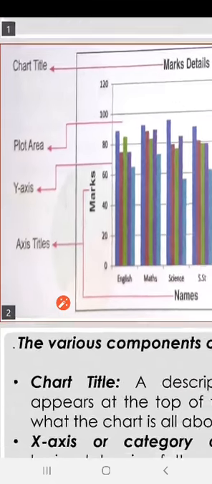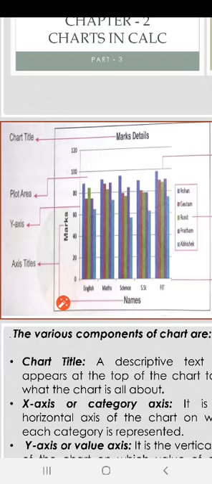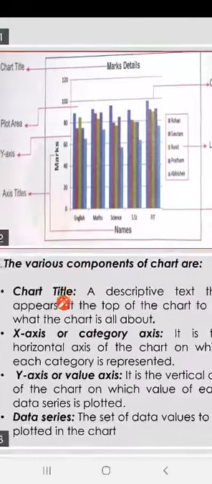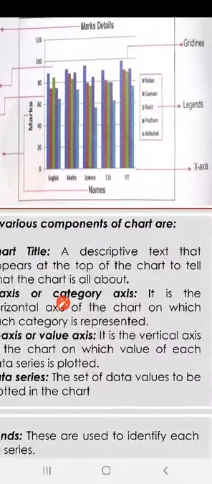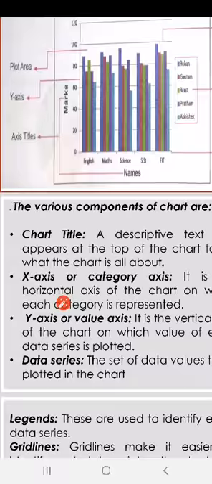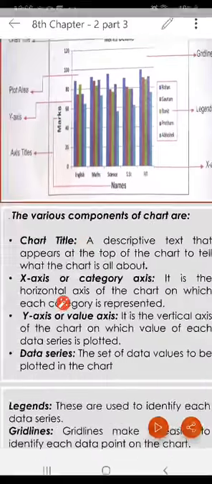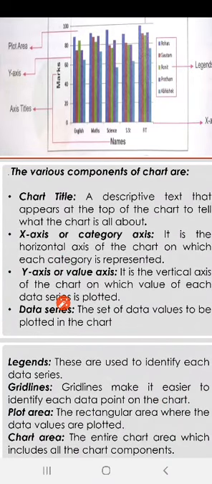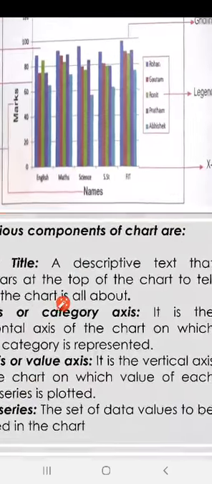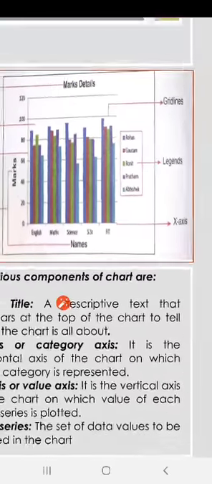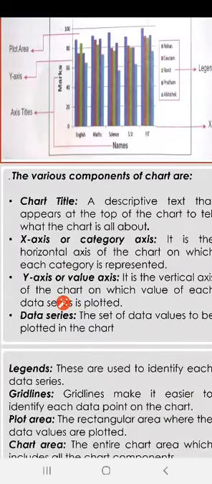It is the vertical axis of the chart. Data series is the set of values to be plotted on the chart. Legends, these are the legends you can see here. Legends are basically used to identify each data series differently. You can see here the purple color is for Rohan, red is for Gautam, green is for Ronit, and so on. These are the legends. They describe each data series differently.